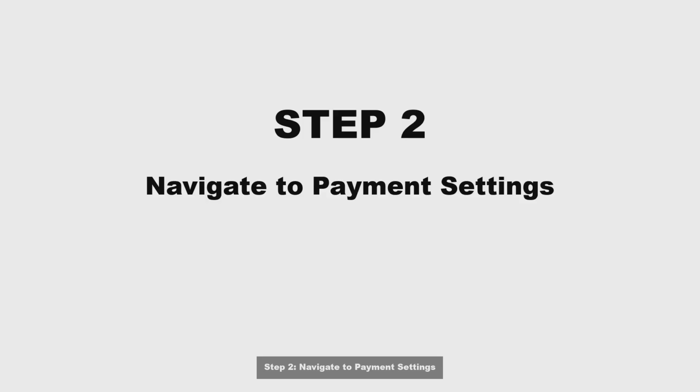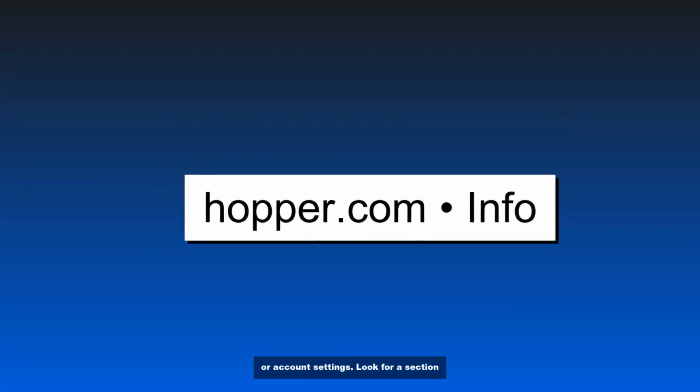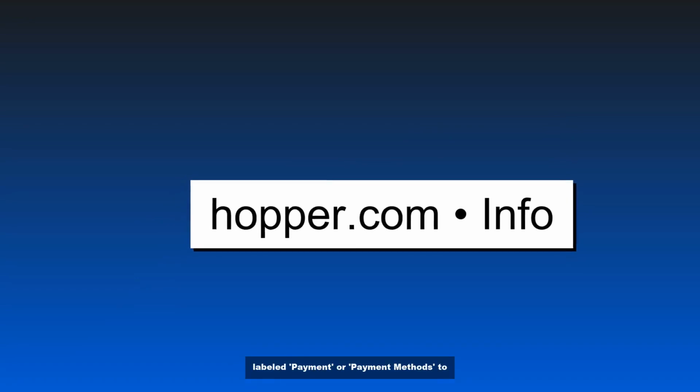Step 2. Navigate to Payment Settings. Once you are in the app, go to your profile or account settings. Look for a section labeled Payment or Payment Methods to access your payment options.